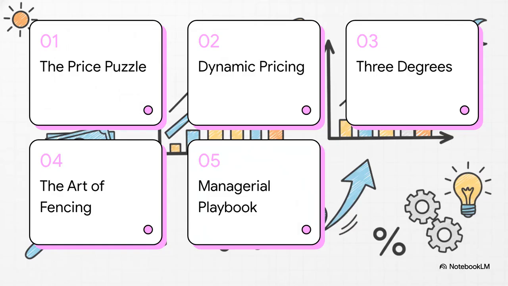Here's how we're going to break it all down today. First, we'll start with a real-world price puzzle to get our heads in the game. Then we'll unpack the economic mechanics behind it. After that, we'll dive into 3 distinct strategic options you can use, look at the critical art of managing risk, and we'll wrap it all up with an actionable playbook for you.